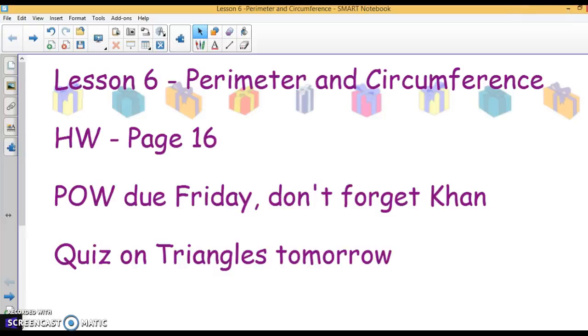We are in the plane geometry or 2D geometry unit, lesson 6, perimeter and circumference. The homework that goes with this is page 16.